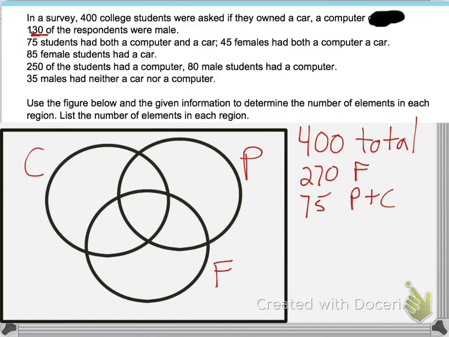45 females had a computer and a car, so we have 45 female plus PC plus car. We had 85 females had a car, so we have 85 female plus car.